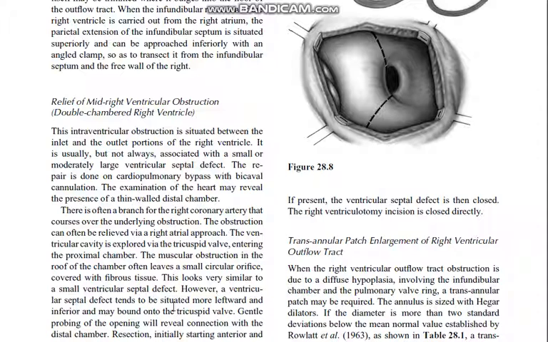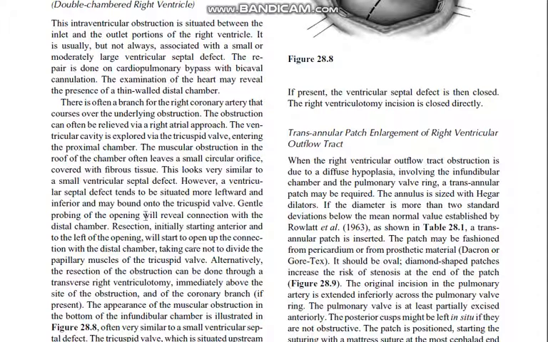However, a ventricular septal defect tends to be situated more leftward and inferior and may abut the tricuspid valve. Gentle probing of the opening will reveal connection with the distal chamber. Resection, initially starting anterior and to the left of the opening, will start to open up the connection with the distal chamber, taking care not to divide the papillary muscles of the tricuspid valve. Alternatively, the resection of the obstruction can be done through a transverse right ventriculotomy immediately above the site of the obstruction and of the coronary branch if present.